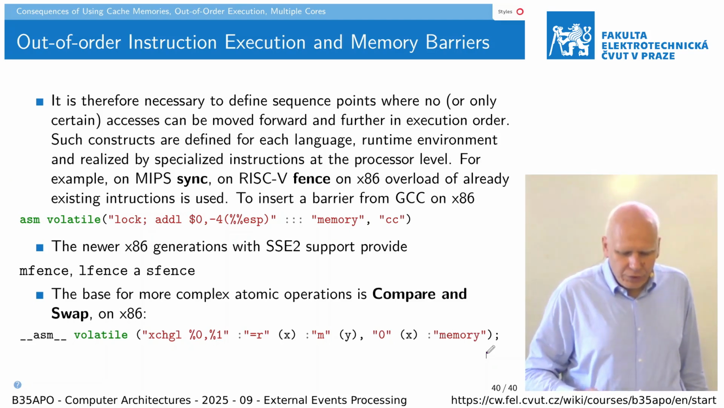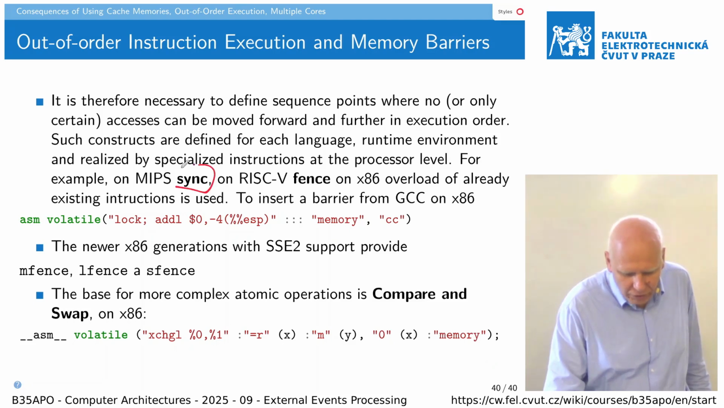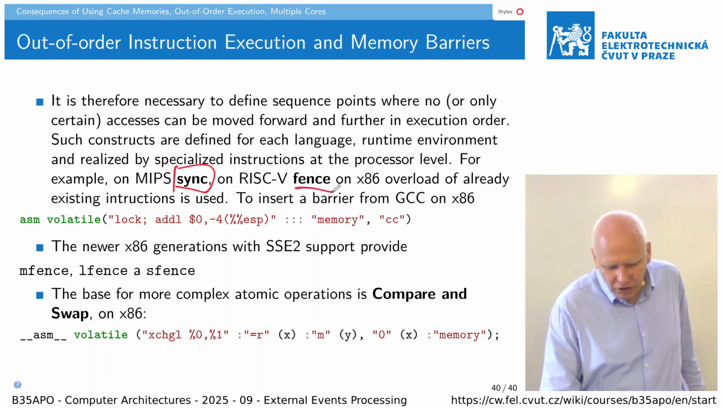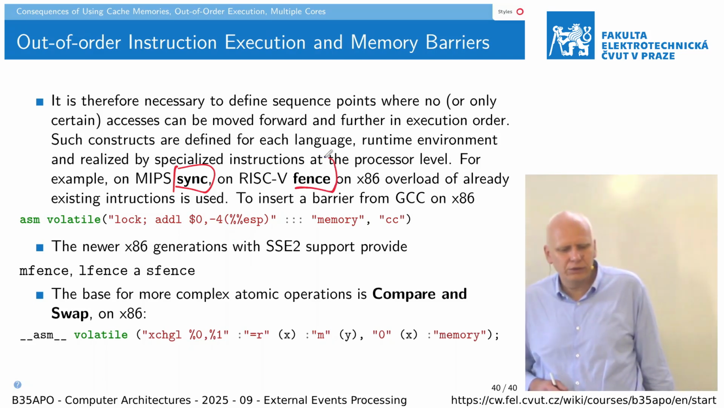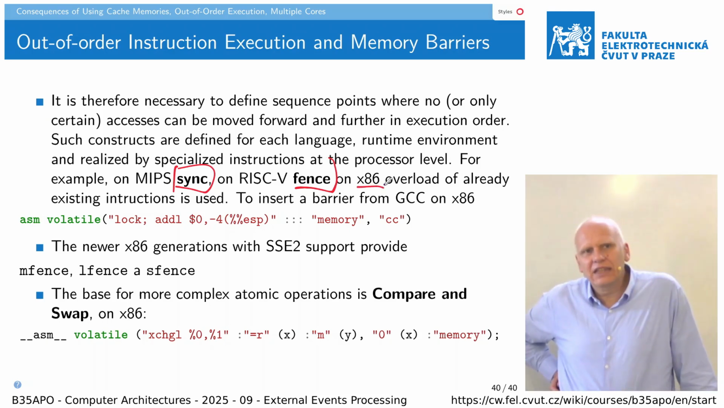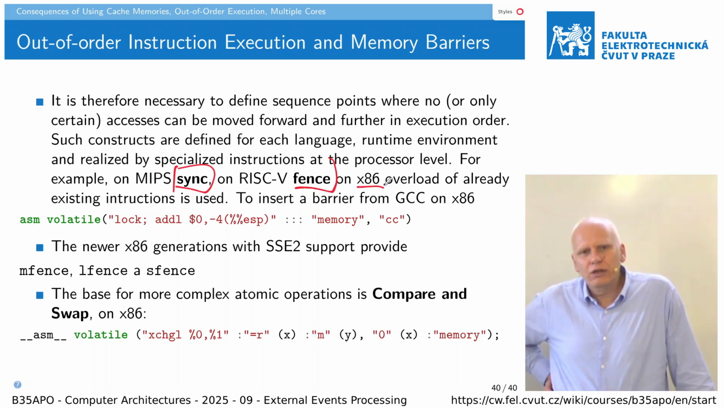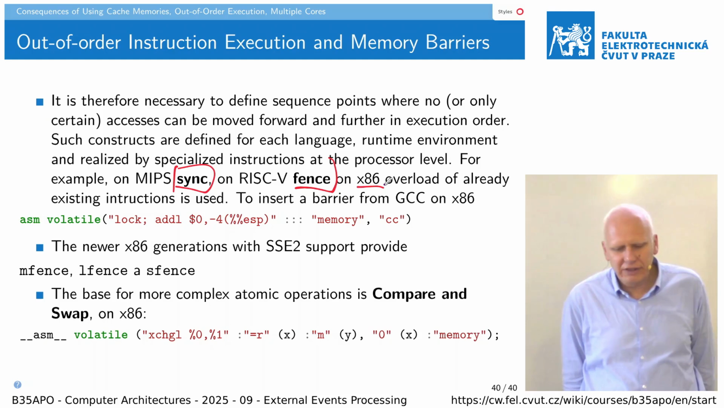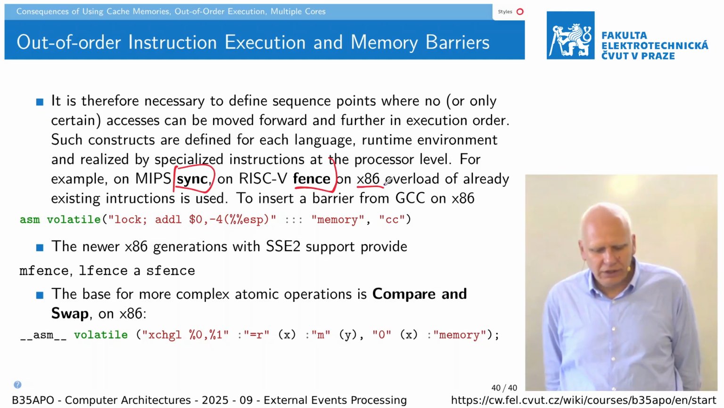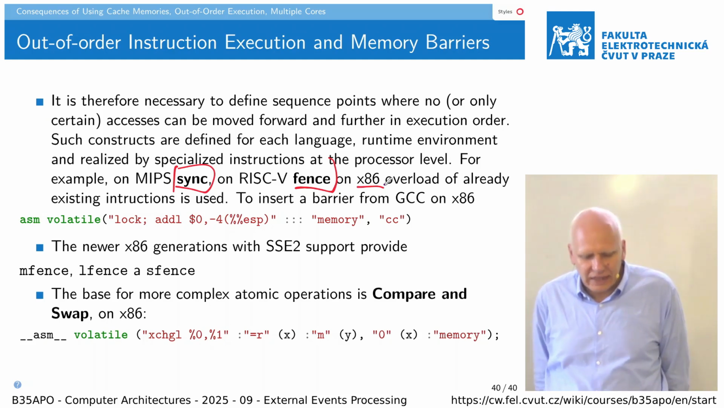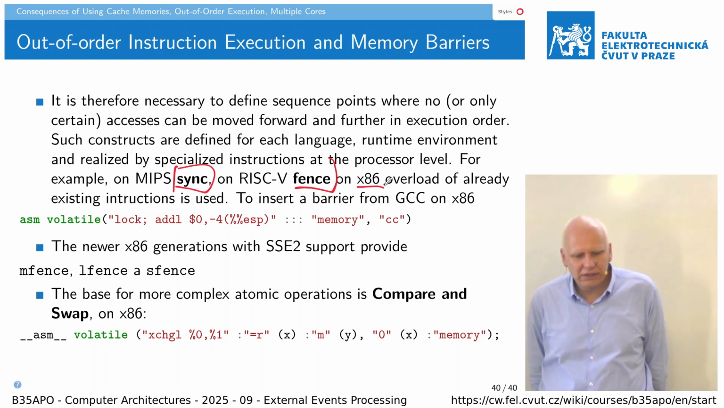Anyway, if you want this synchronization of out-of-order execution, then on MIPS it is the sync operation. On RISC-V you can use the fence. The problem with x86 is that it started in the time when it was an in-order, microcode-based processor, so nobody expected that it would be able to execute two operations in parallel or even reorder their effect. So the original x86 does not include any instruction necessary for this synchronization.